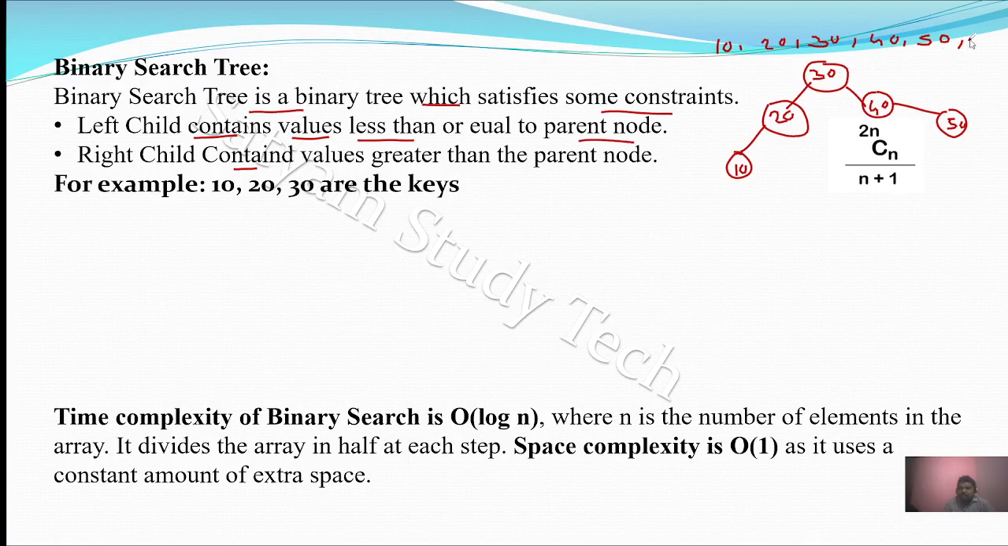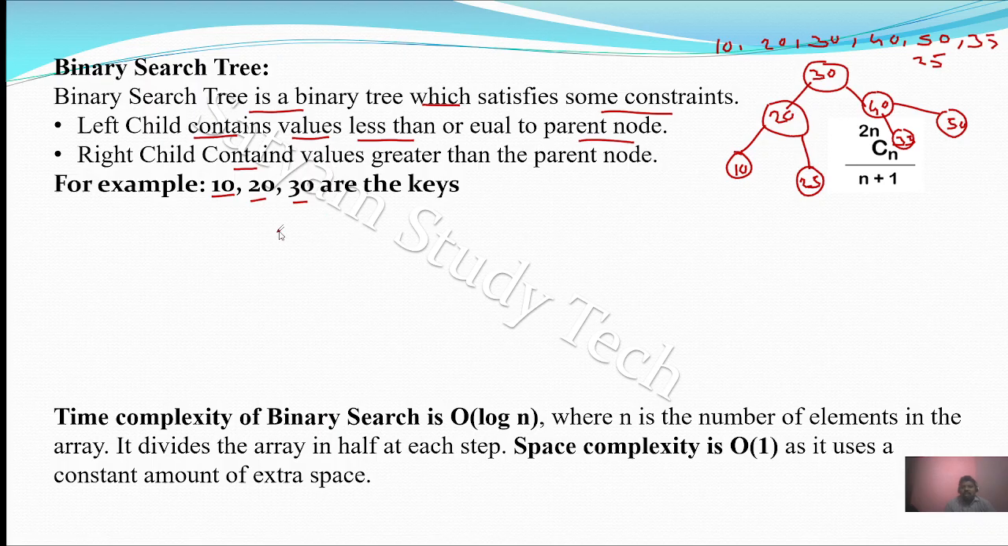For example, I consider one more key, that is 35. Where can it go? You compare it with the root node. 35 is greater than the root node, so go to the right side and compare there. 35 is less than this node, so 35 goes here. Similarly, I consider another key, 25. 25 is less than the root node, then 25 is greater than this one, so 25 goes here.